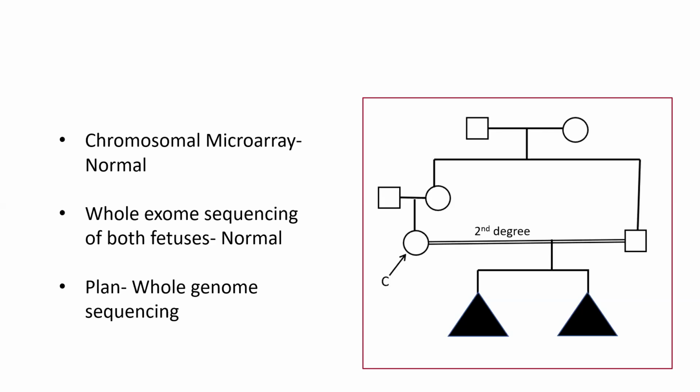That was also normal. Subsequently, a second pregnancy also happened in the couple, and the same findings were there in the second pregnancy. Scan findings and autopsy findings in the second pregnancy of the second degree consanguineous couple also suggested alobar holoprosencephaly. Again, whole exome sequencing was done for the second fetal DNA, and that was also normal. So whole exome sequencing for both the fetuses was normal. So now we are planning for whole genome sequencing.